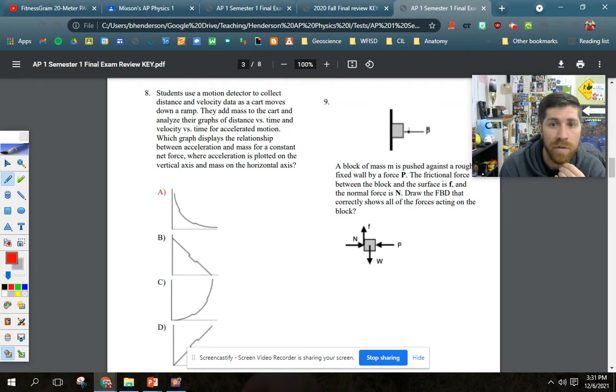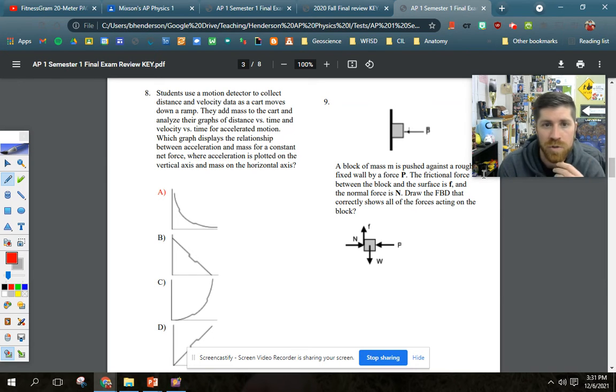So when you see a curve on a position versus time graph, then you would see this nice curve here. Since this one says we're seeing an acceleration and a mass for a constant net force, if I have a constant net force, I have a constant acceleration, which means I'm going to have that curve.